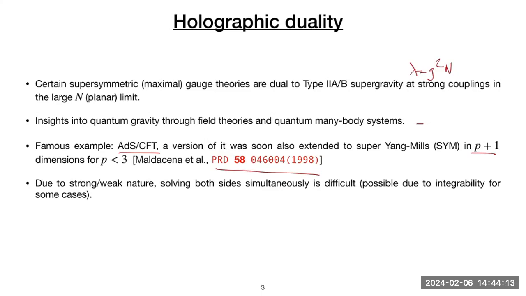But there is a problem with holographic duality. Due to the inherent strong-weak nature, solving both sides simultaneously is difficult, except in a few interesting cases where it is possible due to integrability. For example, you can compute the scaling dimension in N equal to 4 super Yang-Mills, match it to the results from supergravity, and so on. But in general, at finite temperatures, for non-conformal field theories, it's very hard to do a particular calculation on both sides. So this is one of the motivations for all the numerical work we have been doing over the past 5 years with collaborators all across the world.